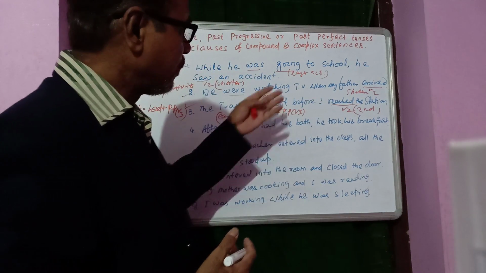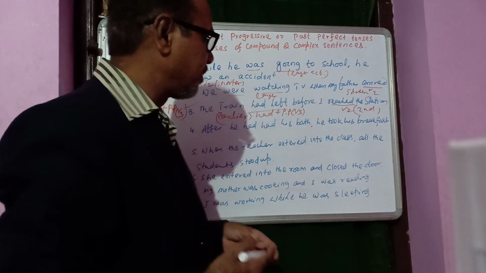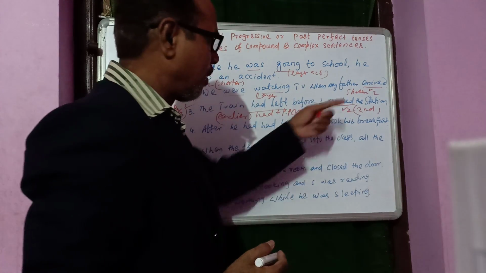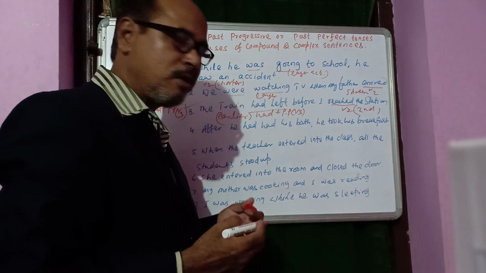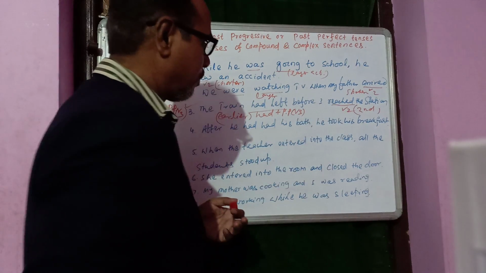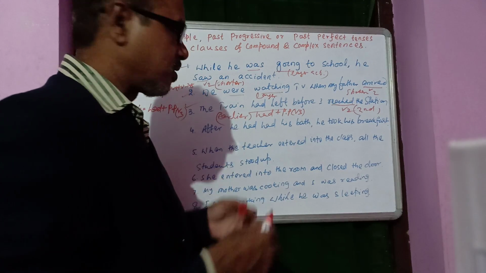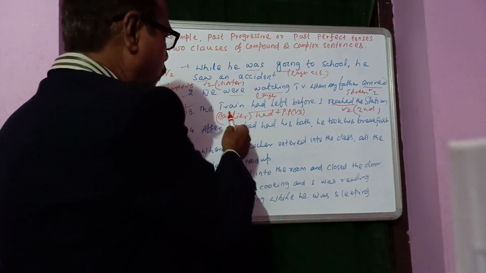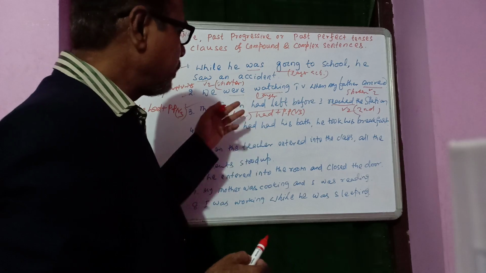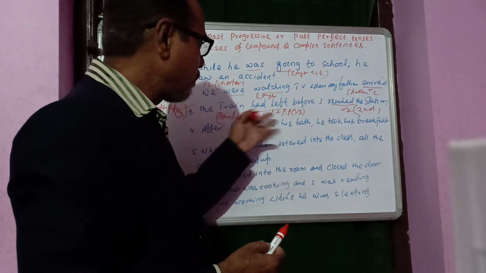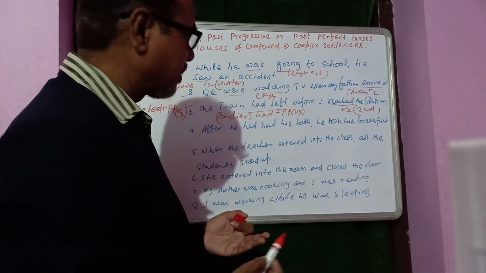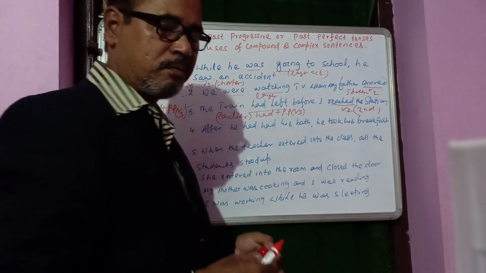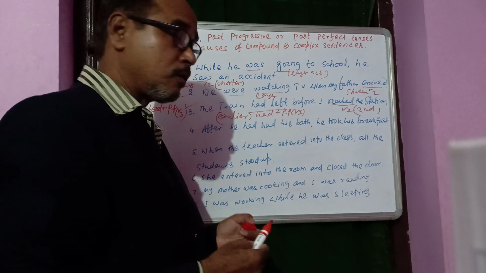Before I reached the station, here "reached" is V2, the second form of the verb. Are you clear? This second incident, the second event, is the later one, and this is the first, earlier event. The earlier event takes the past perfect, had plus PP. The second, latter action takes the past simple form, that is V2.